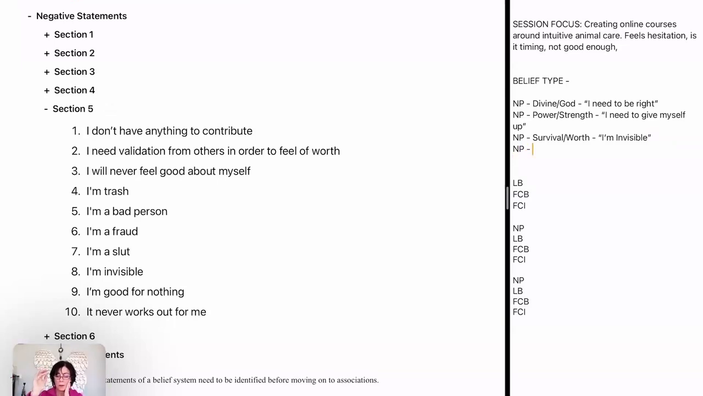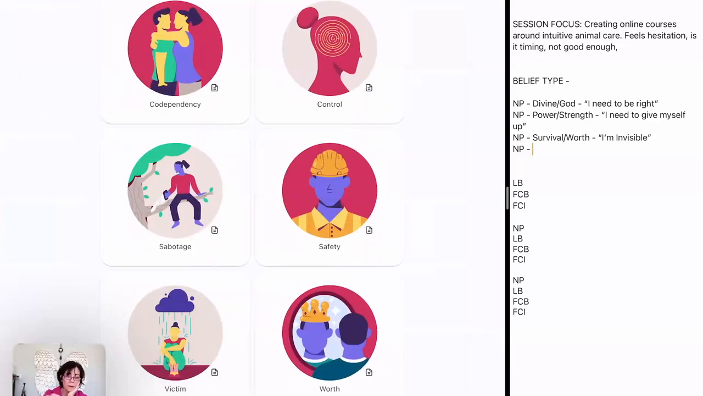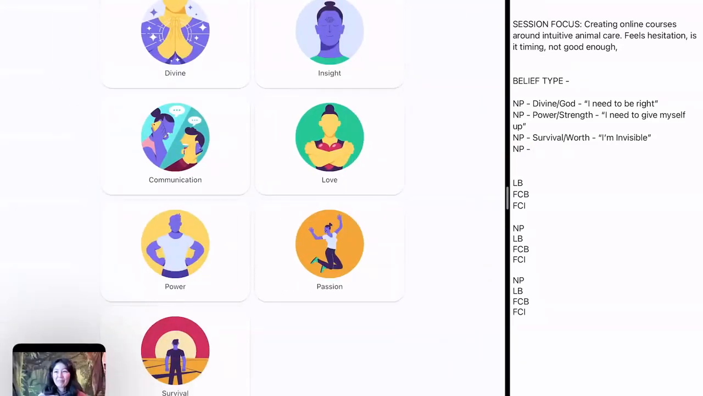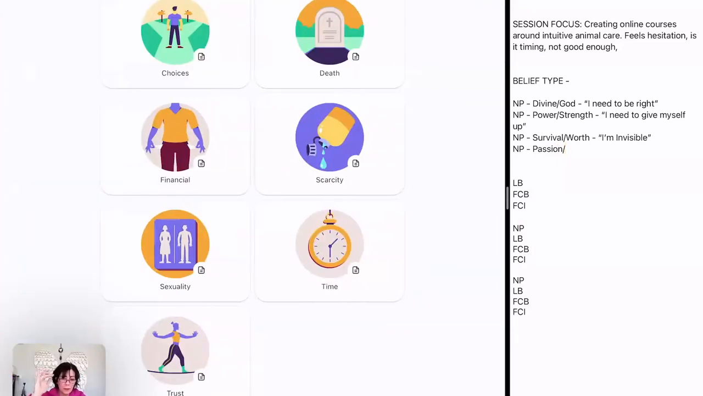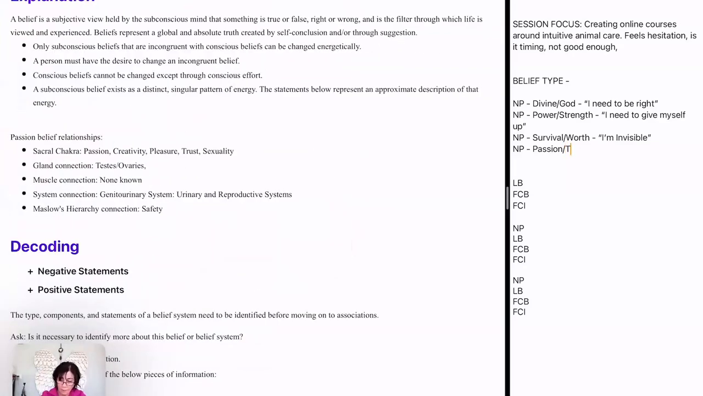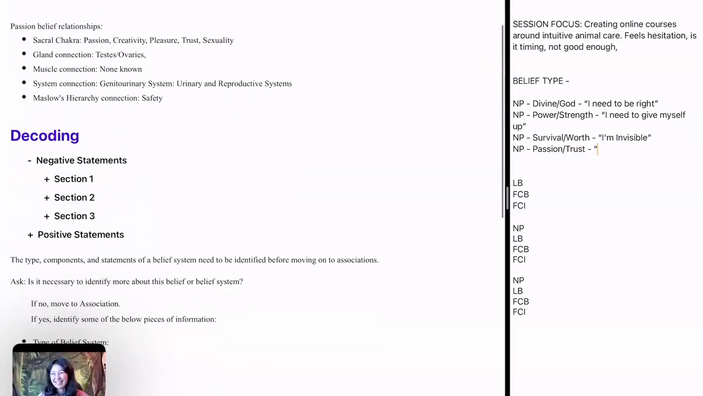Okay. Is there another one? Yeah. Okay, let's find another one. The fourth one here. This time the right side. Okay. Insight, love, passion. Okay, so we have passion. And something here to the right, to the left. Is it choices, financial, sexuality? No, trust. All right. Seems like we could find something in there. Oh, yeah. These are so good.